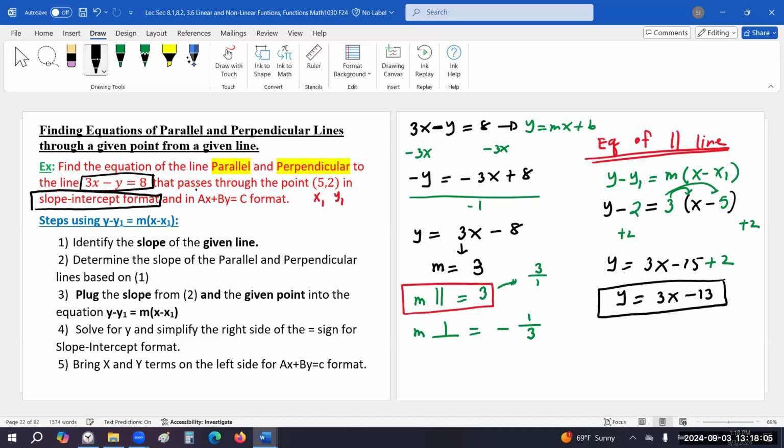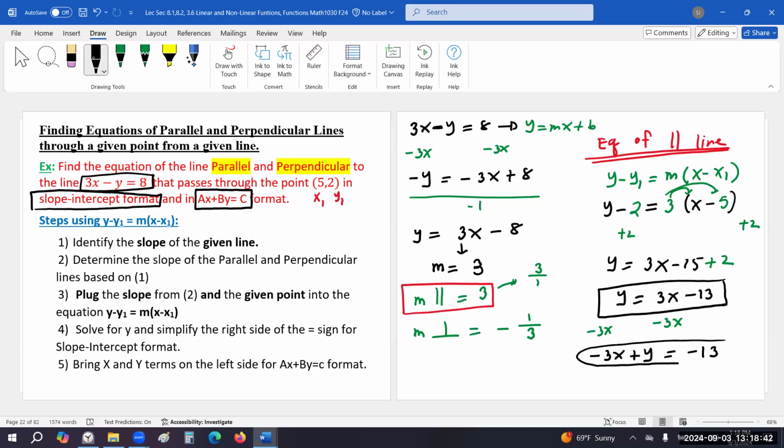The next format they want is standard format. That means keep x and y next to one another and leave the constant alone. So what do you have to do now? We want x and y together. We subtract 3x, and we get negative 3x plus y is negative 13.